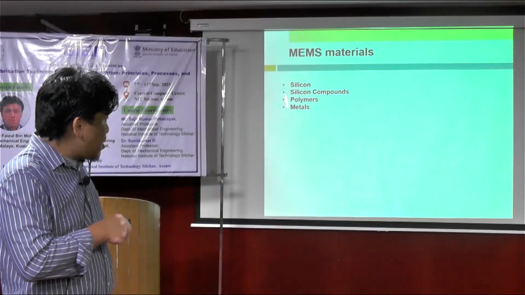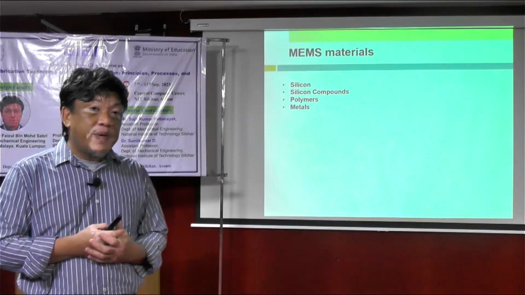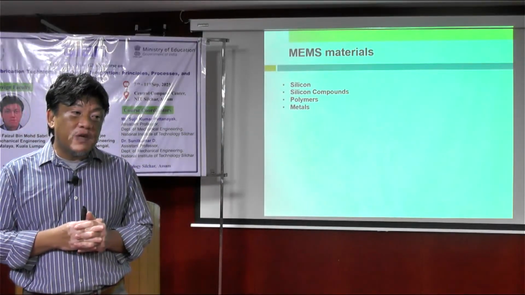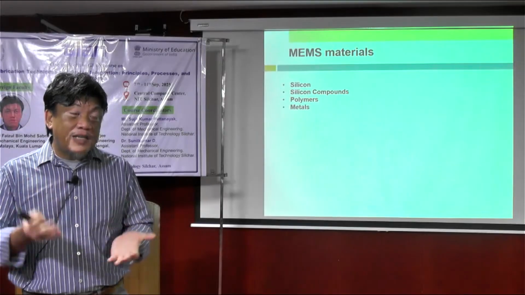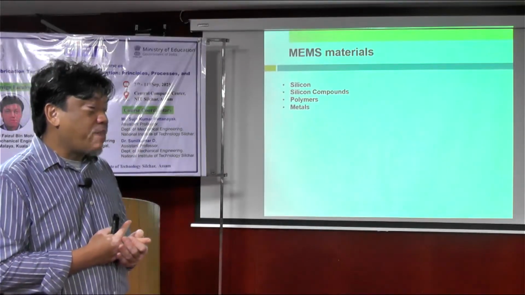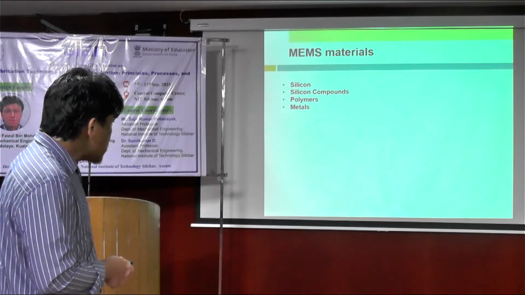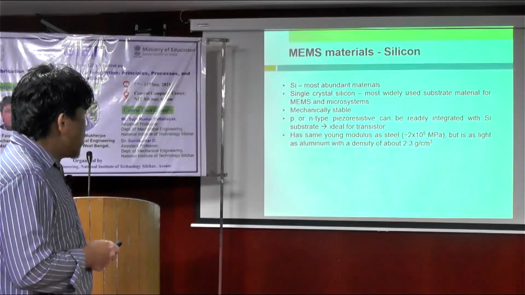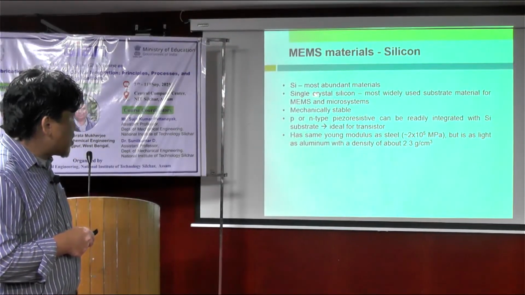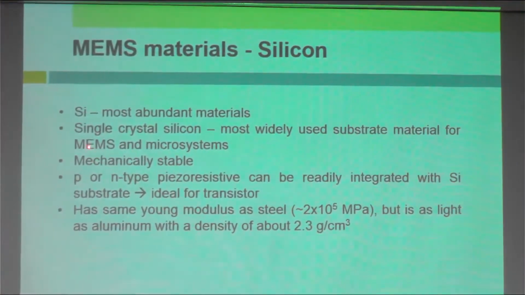As for these materials, silicon compounds are quite common, and generally people will choose among these in order to make sure that you have already established properties that are compatible or good for the MEMS device or micro devices. And silicon, the most abundant material. Single crystal silicon is the most widely used substrate material for MEMS and microsystems.